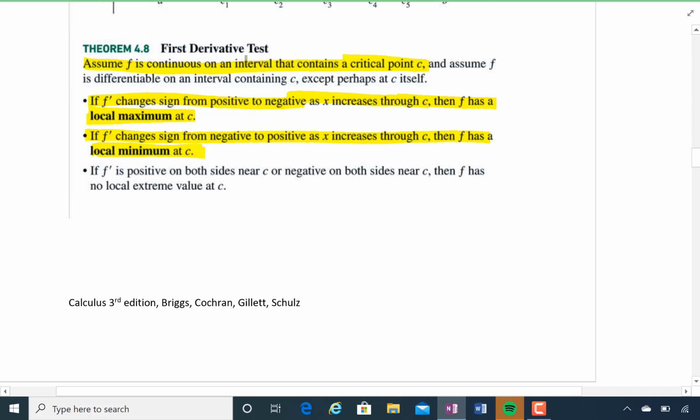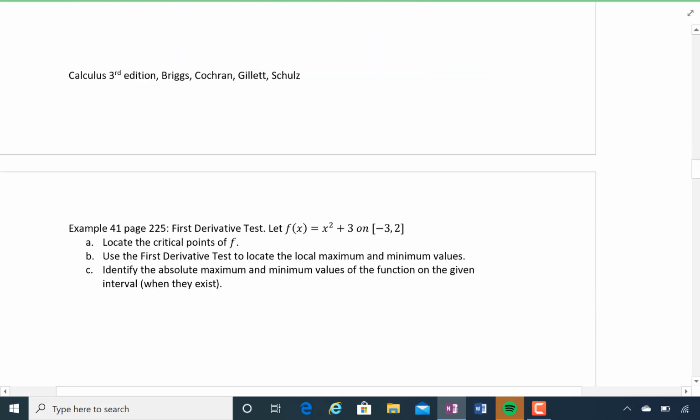So the critical point, how do I find critical point? By doing the first derivative. If f prime is positive on both sides near c or negative on both sides near c, then f has no local extreme value at c.